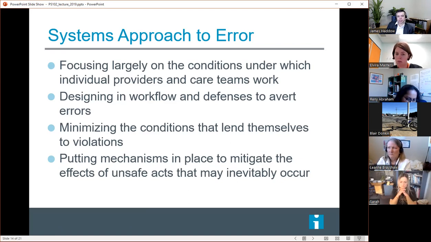So this is where we design workflows and defenses to try and make the wrong action impossible to do, for example. We minimize conditions that lend themselves to violations. And we put mechanisms in place to mitigate the effects of unsafe acts. So if it's going to happen, is there something that can pick it up early to prevent it becoming a disaster?